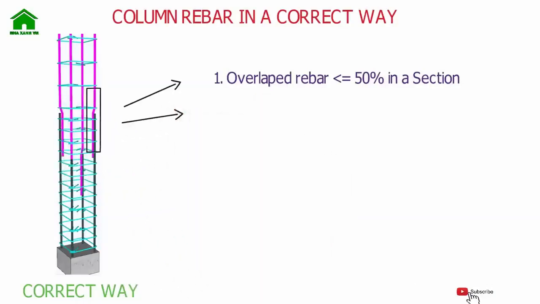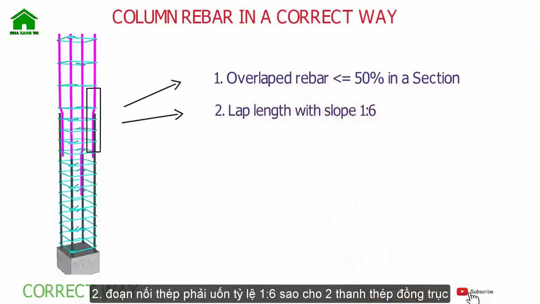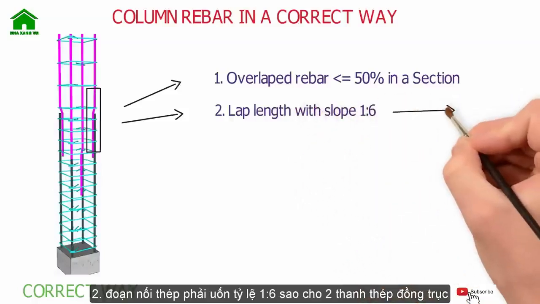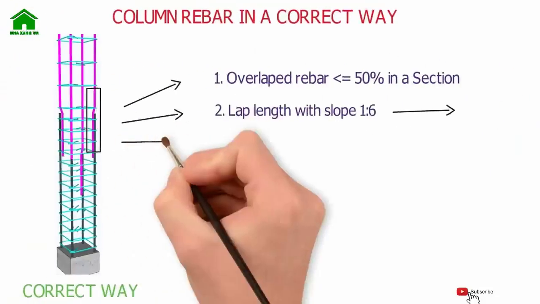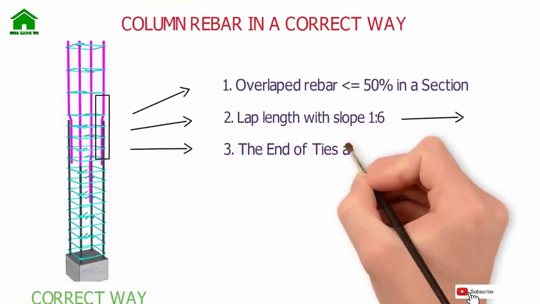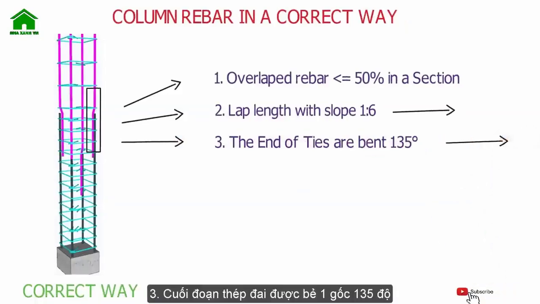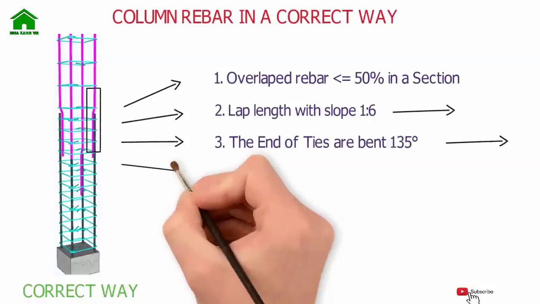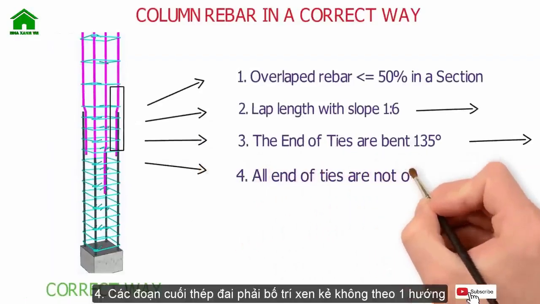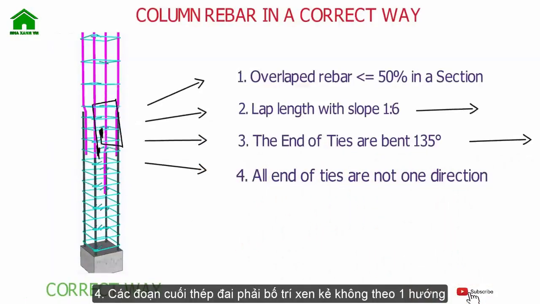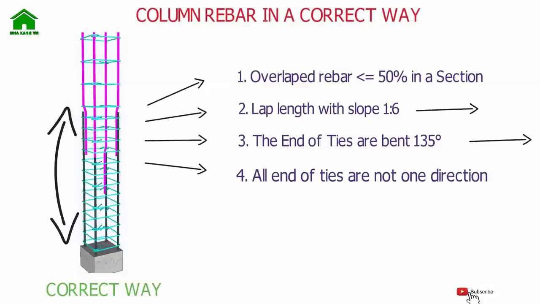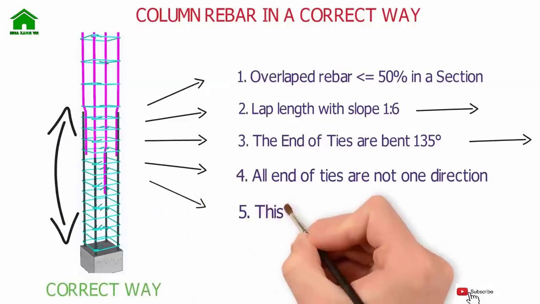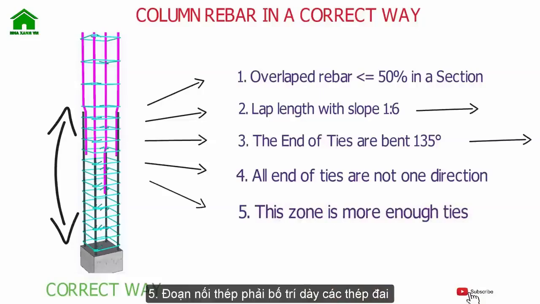In the second, lap length with slope 1/6 like this. This bending bar. In the third, the ends of ties are bent 135 degrees like this. In the fourth, all ends of ties are not in one direction. And the fifth, this zone has more inner ties.